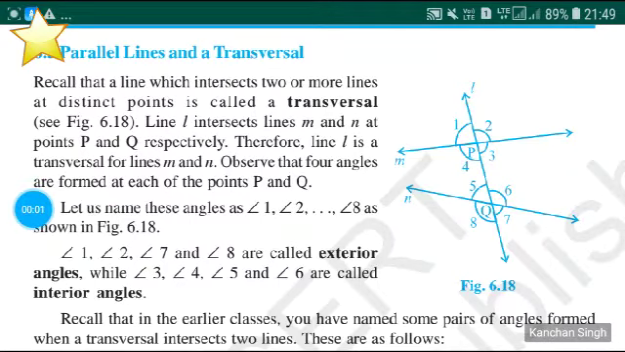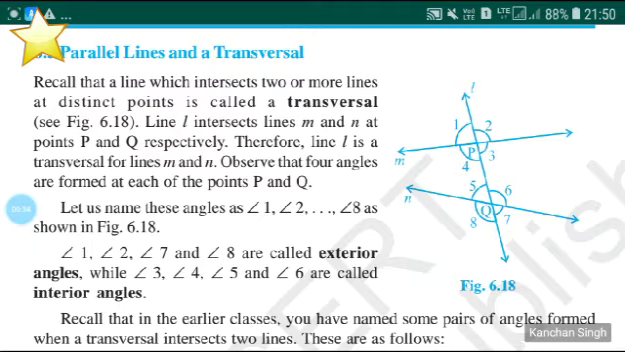Now let us start with parallel lines and transversal. In the introduction part, I explained about parallel lines and transversal. Even so, let us recall so that it will help us in solving problems. We know that a line which intersects two or more lines at distinct points is called a transversal. Here we observe that line L intersects lines M and N at points P and Q respectively.